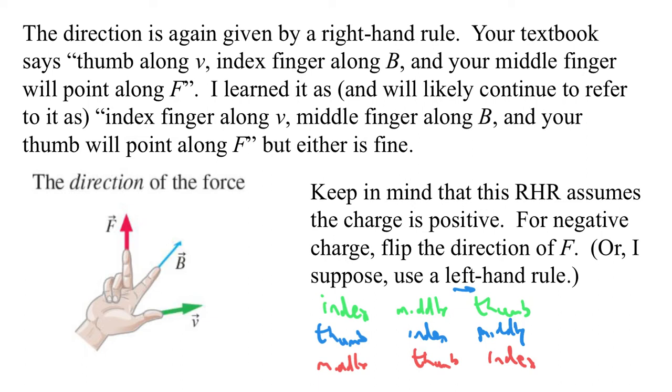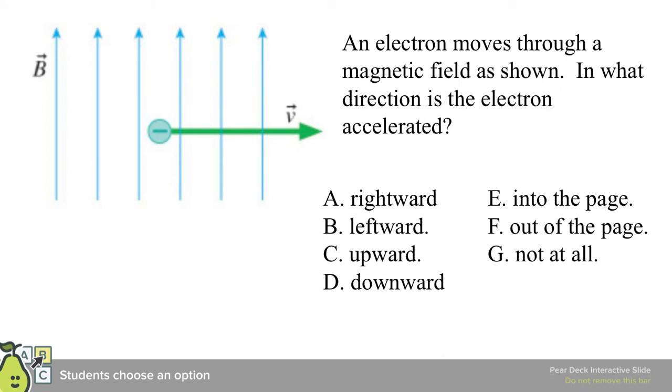A silly but common error for students is to work all these things out but forget to put down their pen, so they're working with the left hand, and they get the sign wrong. So use your right hand, or remember, use your left hand, but swap the sign at the end. All right, so an electron moves through a magnetic field as shown. In what direction is the electron accelerated?